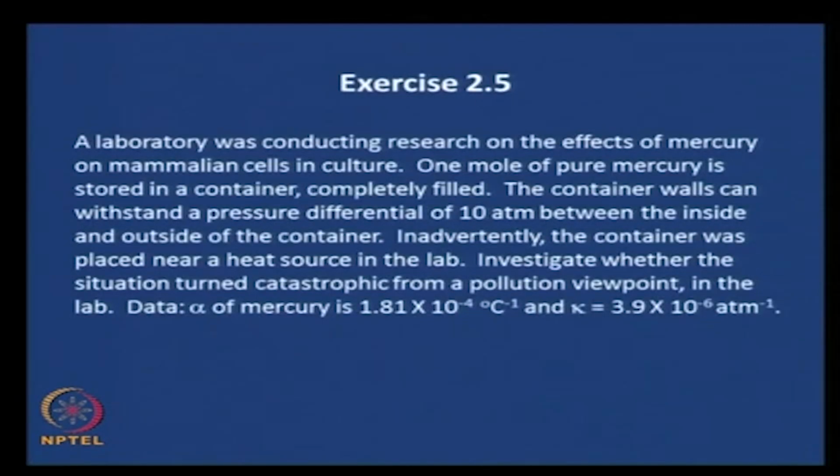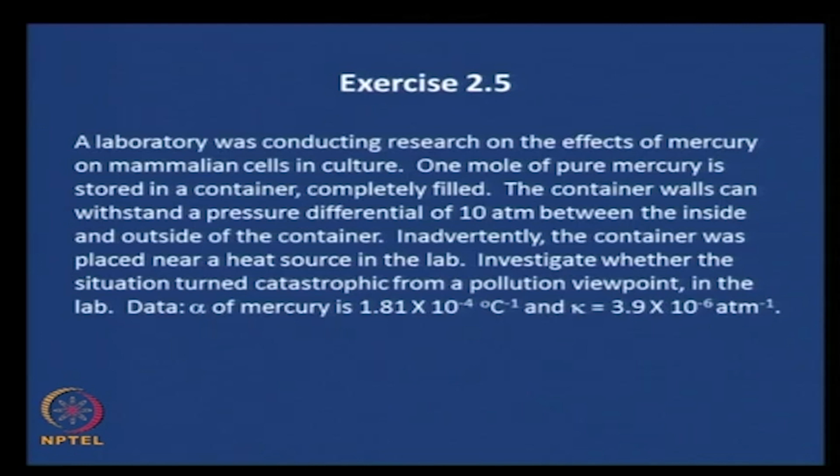The exercise is this: a laboratory was conducting research on the effects of mercury on mammalian cells in culture, a very typical experiment. 1 mole of pure mercury is stored in a container completely filled. The container walls can withstand a pressure differential of 10 atmospheres between the inside and the outside of the container. Inadvertently, the container was placed near a heat source in the lab, which happens often in the lab, you should be careful. Investigate whether the situation turned catastrophic from a pollution viewpoint in the lab.